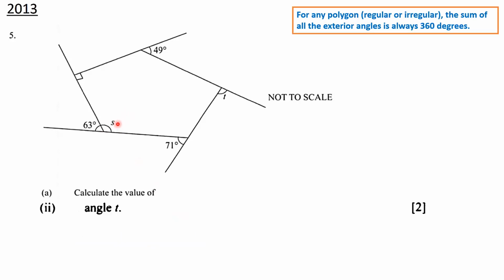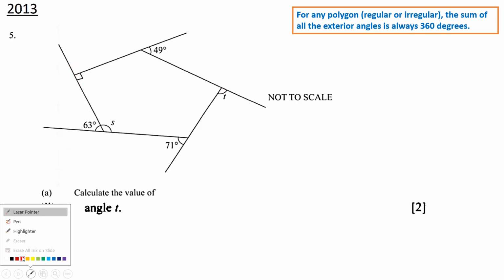Okay, let's move on to the next question. This one says we're going to figure out what angle T is. To do that, we're going to use this rule: for any polygon, regular or irregular, the sum of all the exterior angles is always 360 degrees. The exterior angles are the angles on the outside. This is an exterior angle, which is 49. 63 is an exterior angle because it's on the outside. 71 is an exterior angle. T is an exterior angle. And we also have this one, which is also an exterior angle.